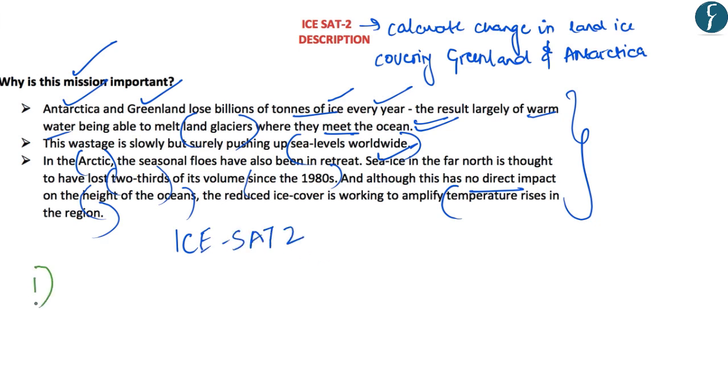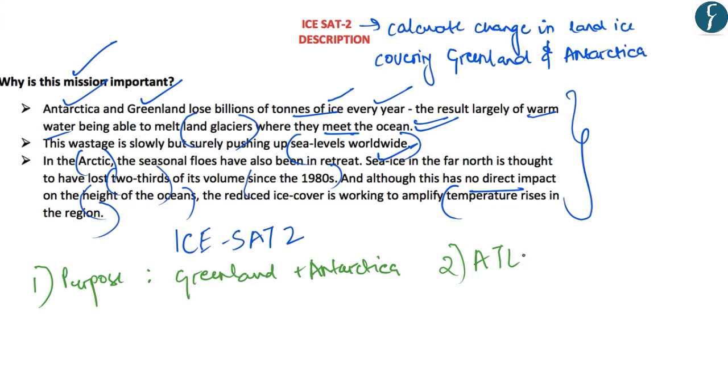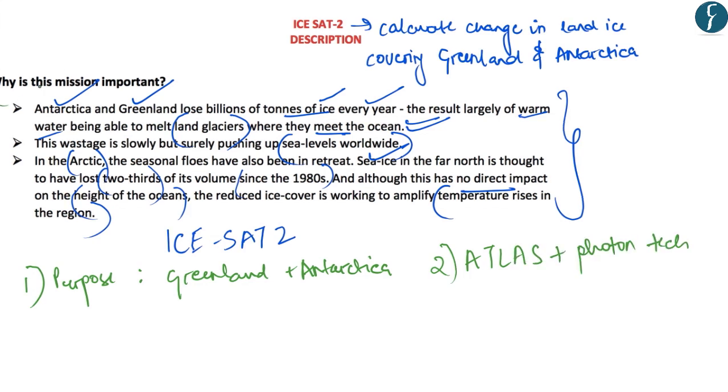So as a quick recap to this news, please remember the purpose of ICESat-2, that is to calculate the changing land ice level in Greenland and Antarctica. Please remember these two places. Apart from this, please also have a look at the ATLAS and the photon counting technology. And finally, do make some points as to why this mission is important and what is the impact of melting glaciers on different regions in the world. With this, we come to an end of the discussion of today's newspaper.